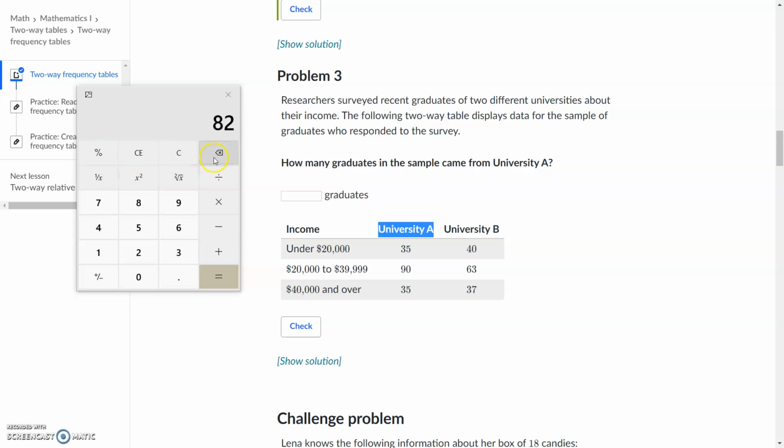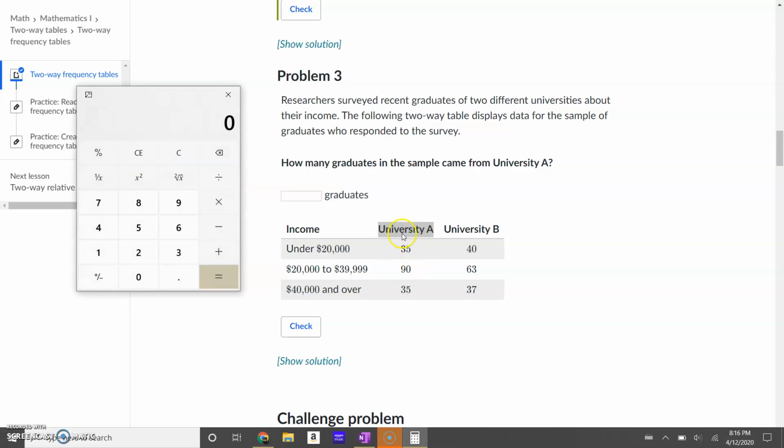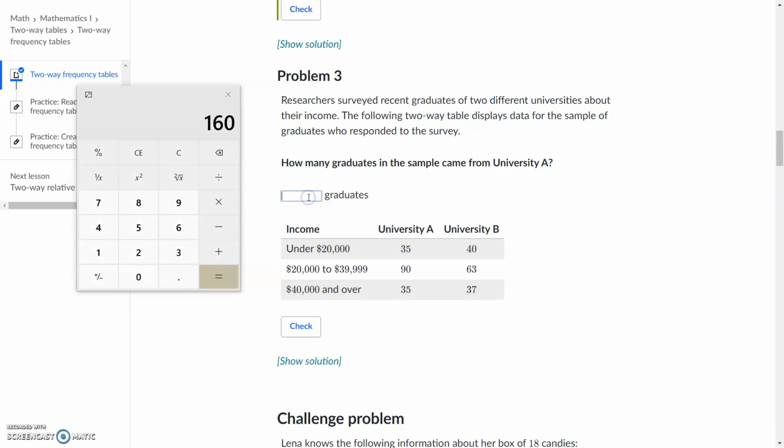So let's add all those numbers together. We just want to add the numbers underneath University A. So we have 35 plus 90 plus 35 again equals 160. So 160 people, graduates, came from University A.